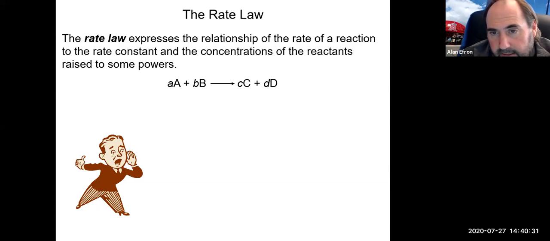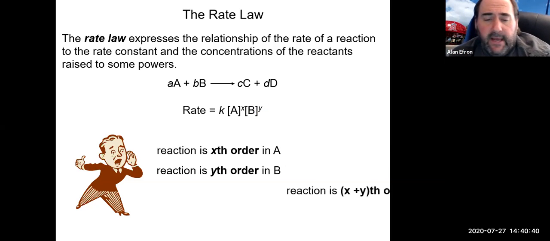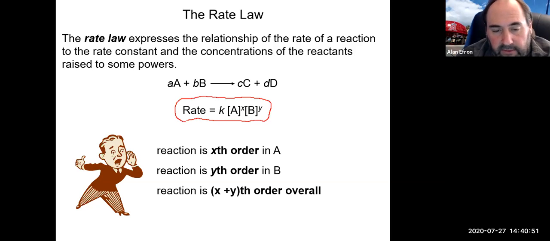The rate law is basically an expression that relates what is happening in a particular chemical reaction. A couple of important things we see about the rate law: this is an example of a rate law. The rate is equal to k, which again is our rate constant, times the concentration of A and B to the x and y. So the x and y are what are referred to as orders.